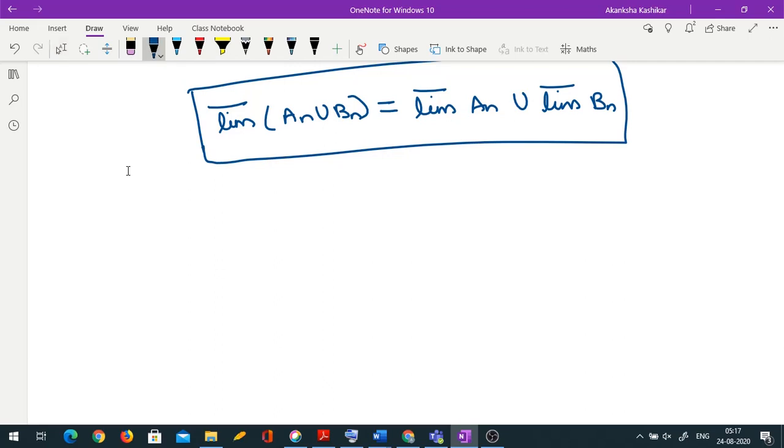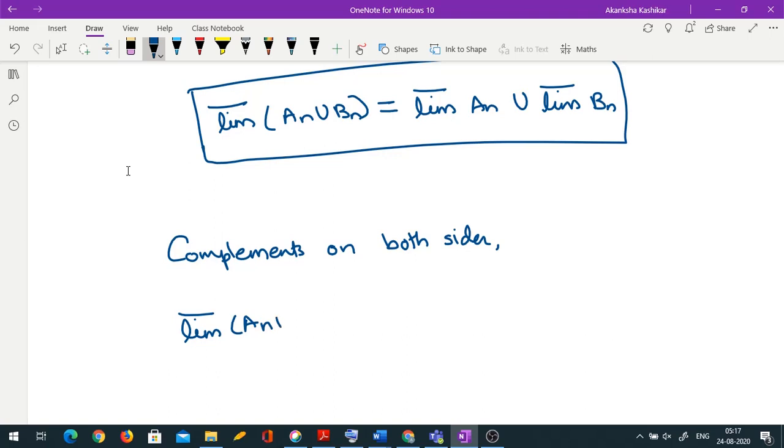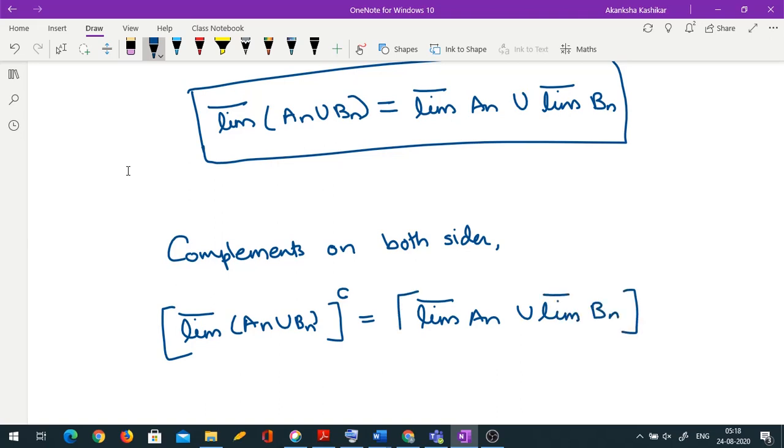Now I know this, so if I take complements on both the sides, what do I get? I will get lim sup of An union Bn whole complement is equal to lim sup of An union lim sup of Bn, and again whole complement.